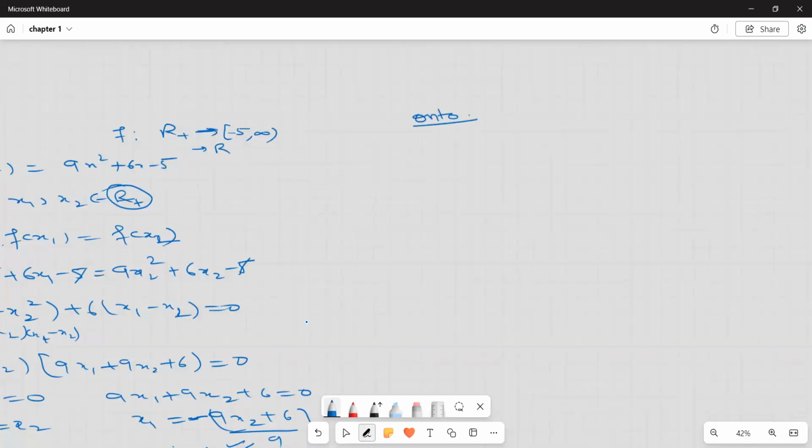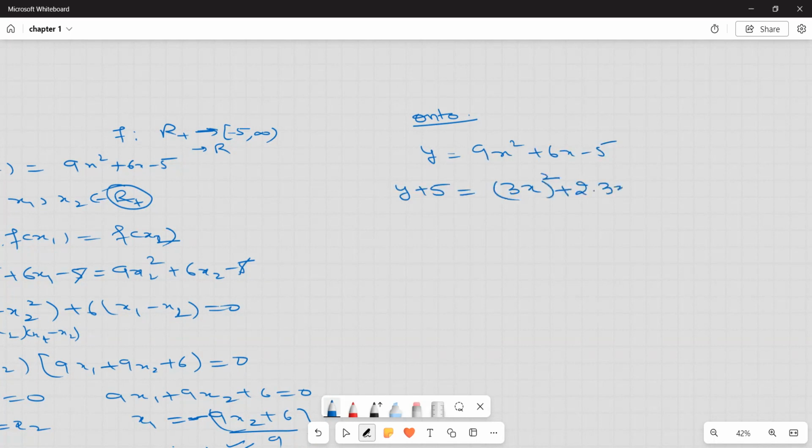For onto, I have y is equal to 9x square plus 6x minus 5. Make it a perfect square. So what I am doing, I am bringing 5 to this side and making this a perfect square. So (3x) square plus 2ab, where b should be what, so that I am getting this 6x? So 2 into 3x is already 6x, now I am multiplying it by 1. So what do I need to do? Add 1, subtract 1 to make it a perfect square. So that will be (3x plus 1) whole square minus 1.